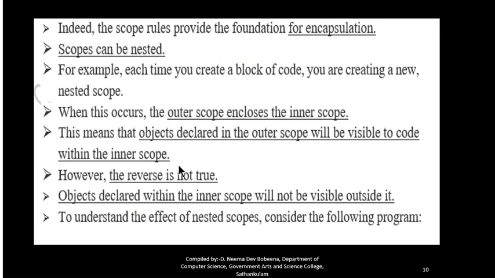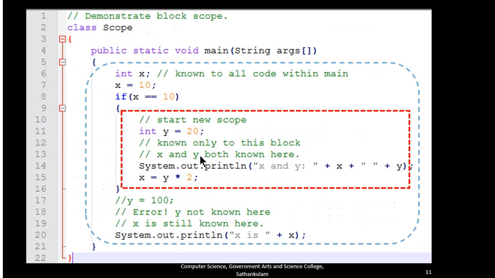The reverse is not true. That means the variables which you are declaring in the inner scope cannot be accessed outside this scope. Here we can see that this variable y is declared in the inner scope. This one cannot be accessed outside. When you try to execute the line y is equal to 100, it will raise an error. The reason is the scope of y is only within this inner block or inner scope.